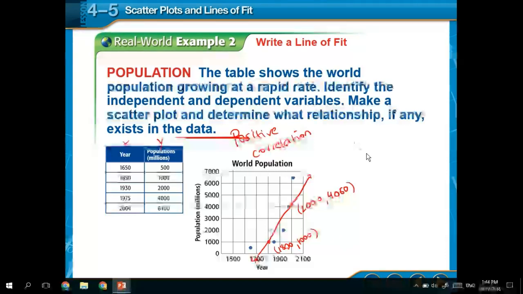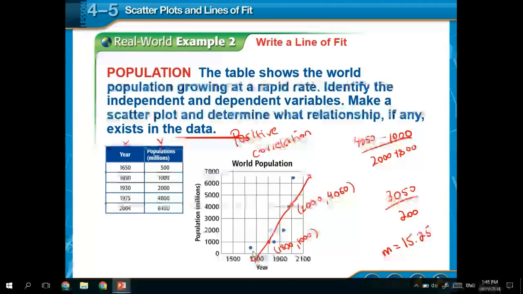So y2 minus y1, first thing we need to do is find the slope. So we're doing 4,050 minus 1,000 over 2,000 minus 1,800. So when I do this, I get 3,050 over 200. So 3,050 divided by 200. This is 15.25. So this is my slope.